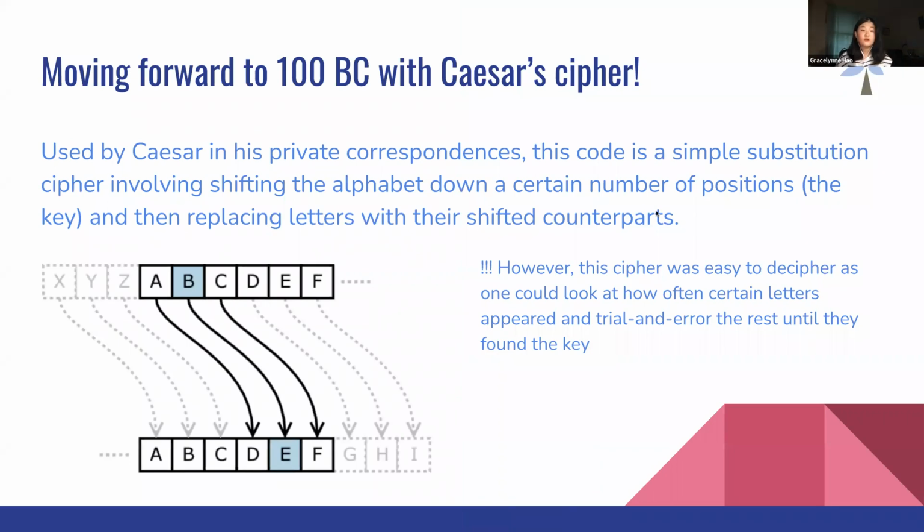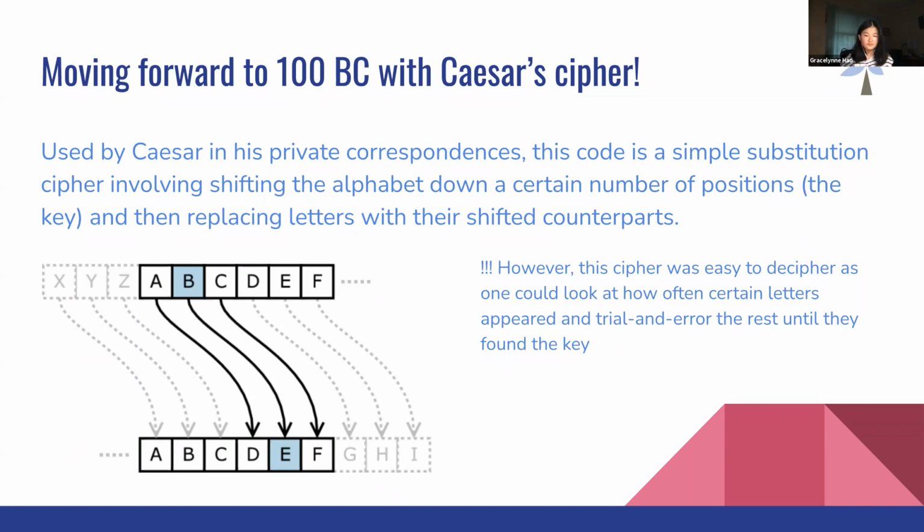Okay, so the earlier cipher was from the ancient Greeks, but now we fast forward to around 100 BC with Caesar's cipher. And this name is actually completely true. This was used by Julius Caesar in his own private correspondences with generals and commanders, usually during wartime. And what this code actually is, is a simple substitution cipher involving shifting the alphabet down a certain number of positions, aka the key again, and then replacing letters with their shifted counterparts.